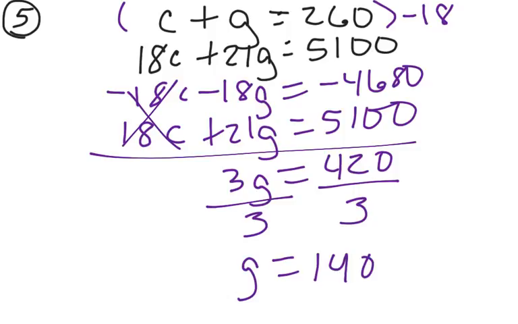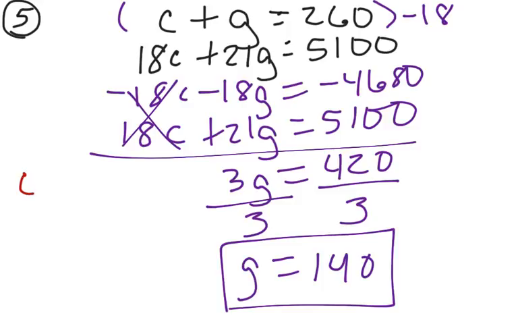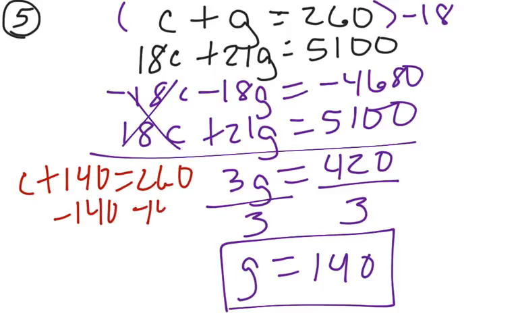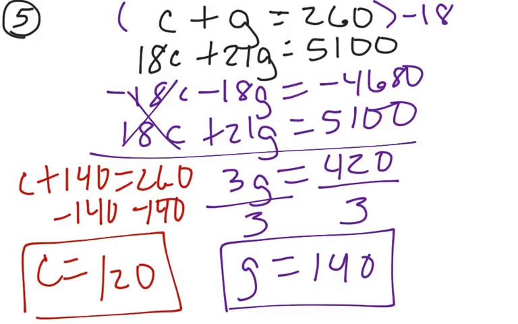They sold 140 cases of Gatorade. Go back up to your original equation, and so C plus 140 equals 260. Subtract your 140. C is equal to 120. They sold 120 cases of Cokes and 140 cases of Gatorade, and there you have it.